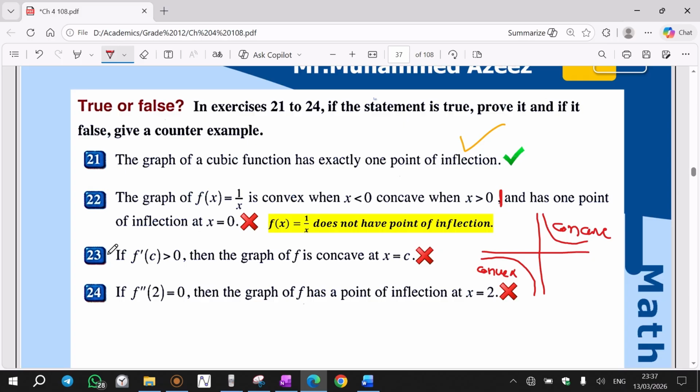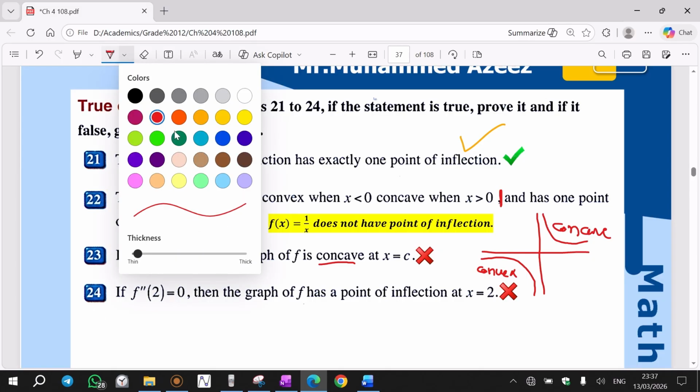23 is quite tricky. It's talking about f prime while it mentions concave. Concave is related to f double prime being positive, not f prime being positive. That's false. Okay? And 24 is like the exercise we solved.